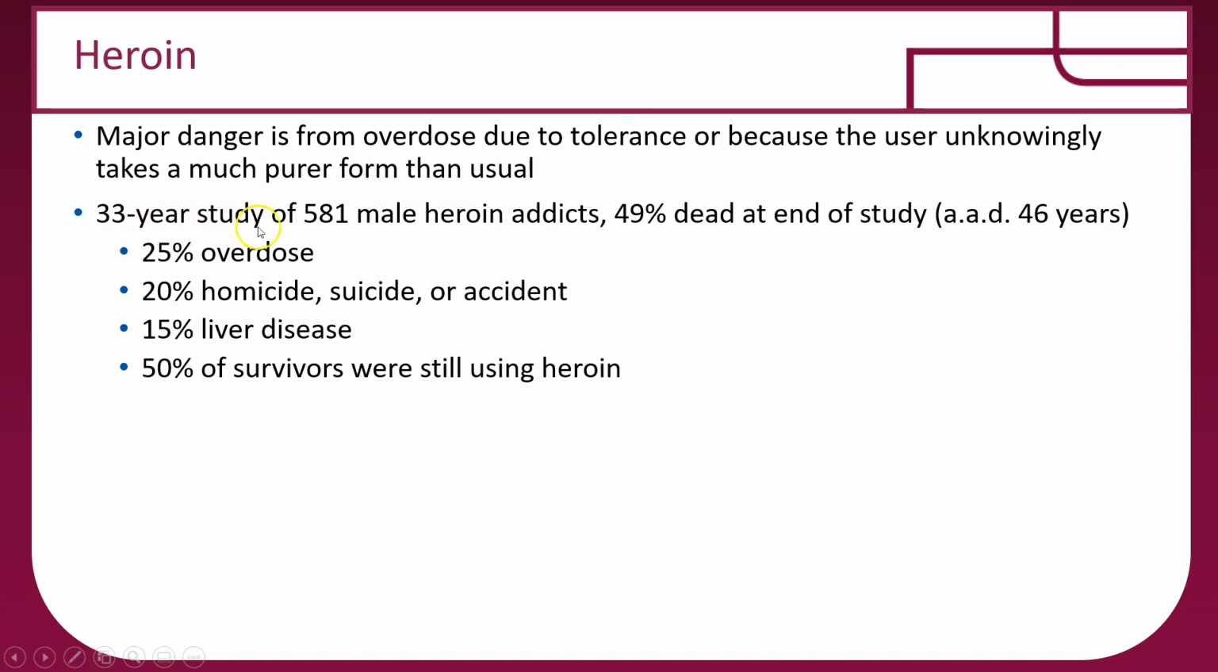In a 33-year study of 581 male heroin addicts, by the end of those 33 years, most were dead, and their average age of death was 46 years old. 25% of them had overdosed. 20% of them died due to homicide, suicide, or an accident. 15% died of liver disease. And of the survivors, 50% were still using heroin. It is such an addictive drug.